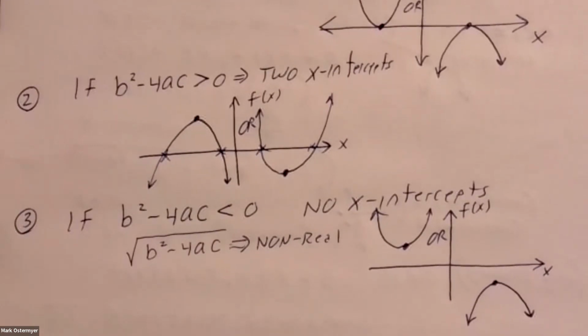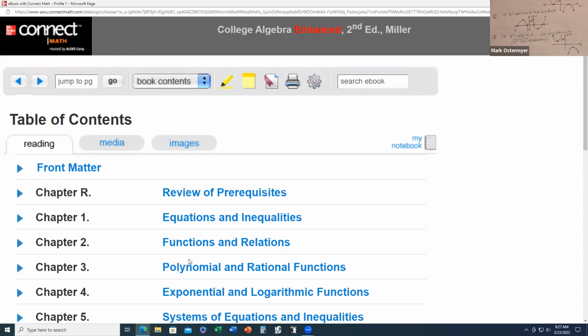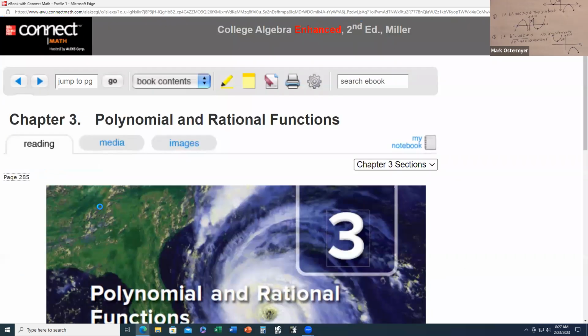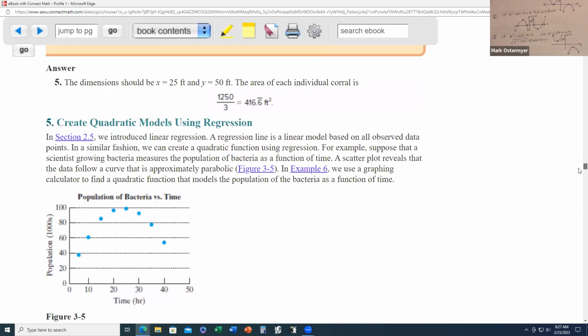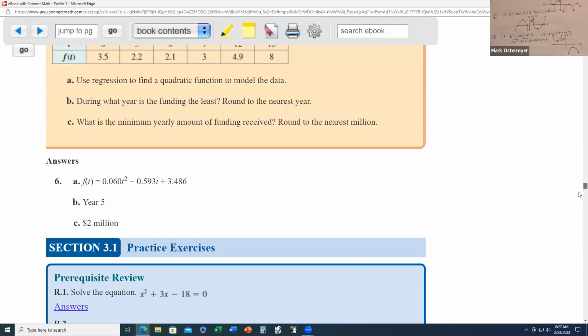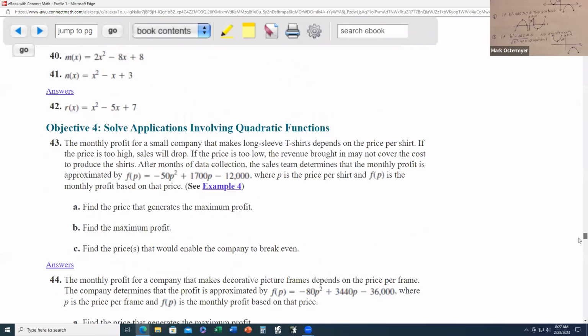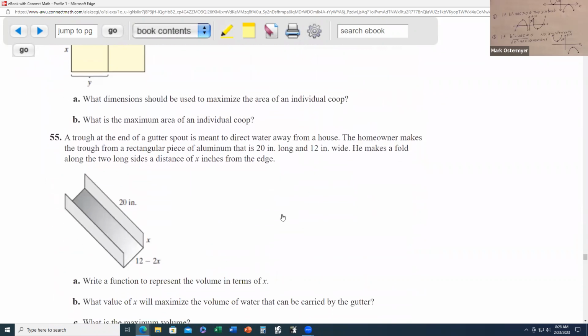All right, I want to go to our textbook here, technology allowing, section 3.1. So I want to look at maybe a problem or two here. So I'm going to go to page 297, number 55. As always, please do spend some time to look at the examples in this book. I think it is very valuable to invest your time in that. All right, number 55 here.